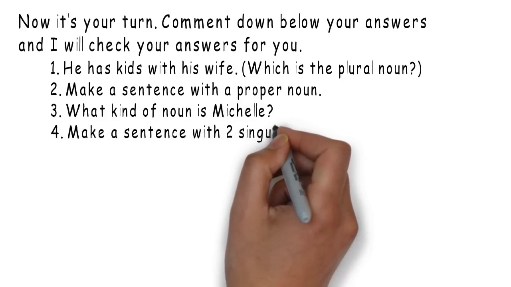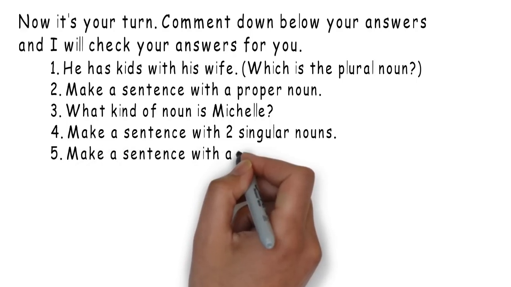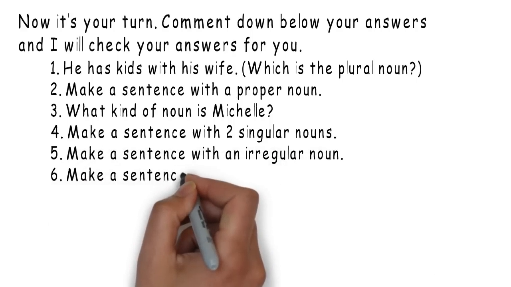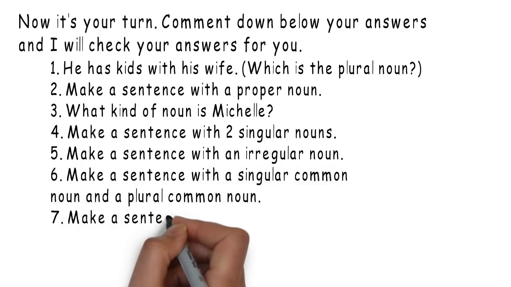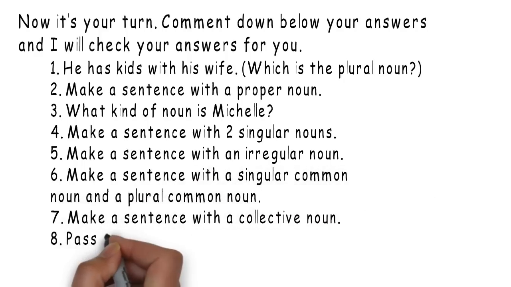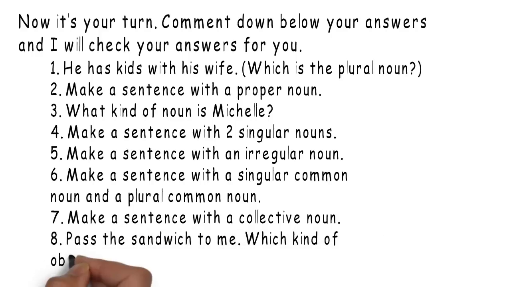Number 2, make a sentence with a proper noun. Number 3, what kind of noun is Michelle? Number 4, make a sentence with 2 singular nouns. Number 5, make a sentence with an irregular noun. Number 6, make a sentence with a singular common noun and a plural common noun. Number 7, make a sentence with a collective noun. Number 8, pass the sandwich to me. Which kind of object is the sandwich?